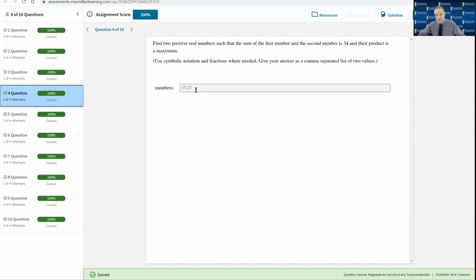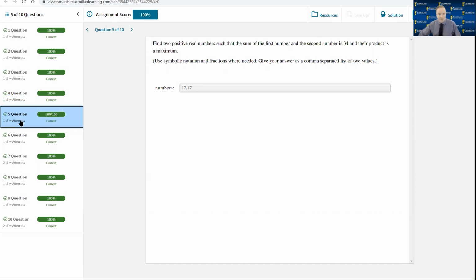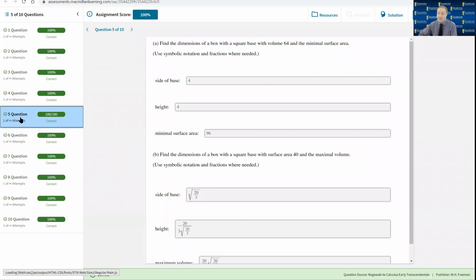Now, keep in mind, you can't just type in 17 once. You'll have to put it in as both of the answers in this case. So 17 comma 17. Now, number 5 was a little bit of a longer problem. It's part A and part B. Part A, it's asking us to find the dimensions of the box with a square base with a volume of 64 and minimal surface area.